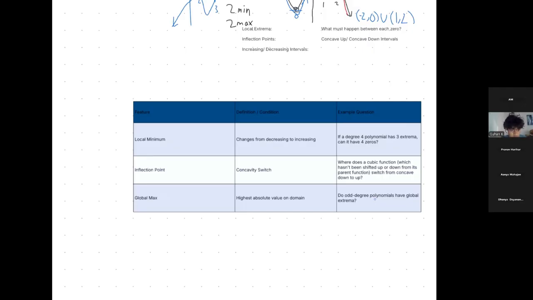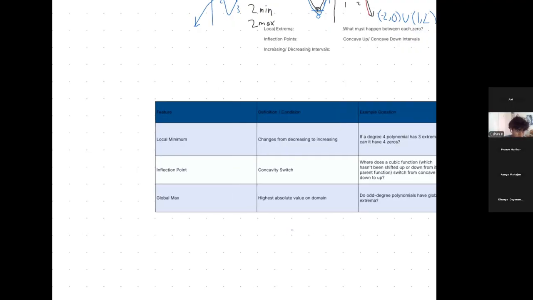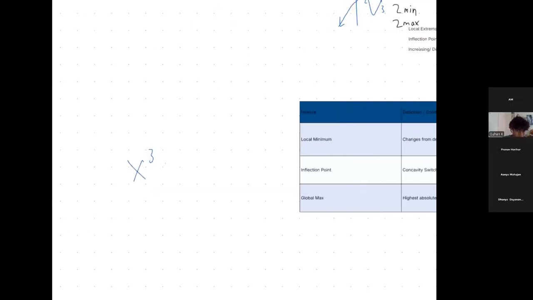Okay, next, inflection point concavity switch. Where does a cubic function, which hasn't been shifted up or down from its parent function, which is just x cubed, shift from concave down to concave up? Okay, let's look at this. x cubed. So where does it switch from concave up to concave down? So let's look at this.